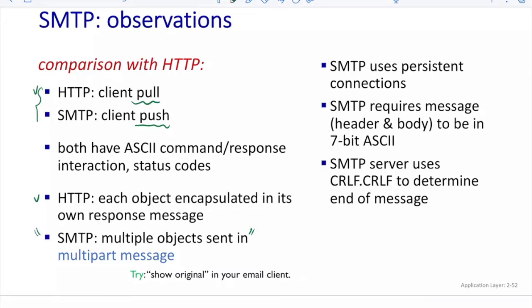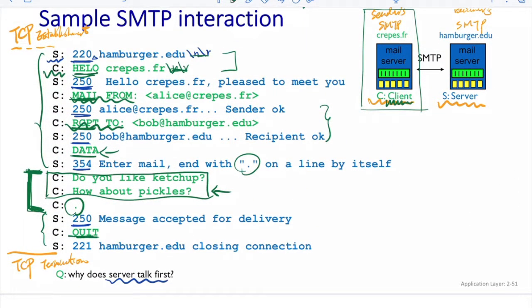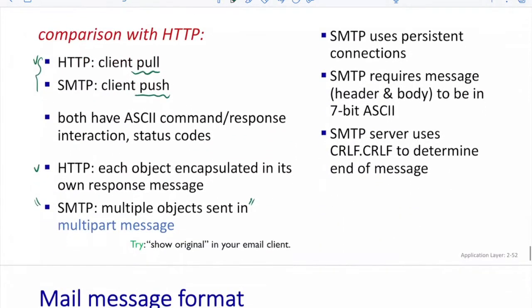On the right-hand side, SMTP uses a persistent connection, so they simply use 1 TCP connection to exchange messages. Every line right here is a message delivered, no matter from client to server or server to client. SMTP requires message header and body to be in 7-bit ASCII encoding. Again, like HTTP, they don't support any other language. Only ASCII characters can be used in the SMTP protocol.